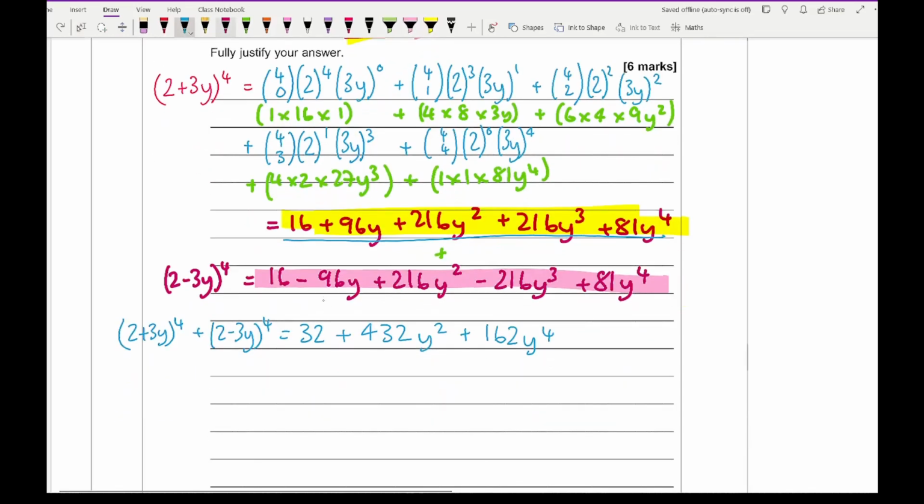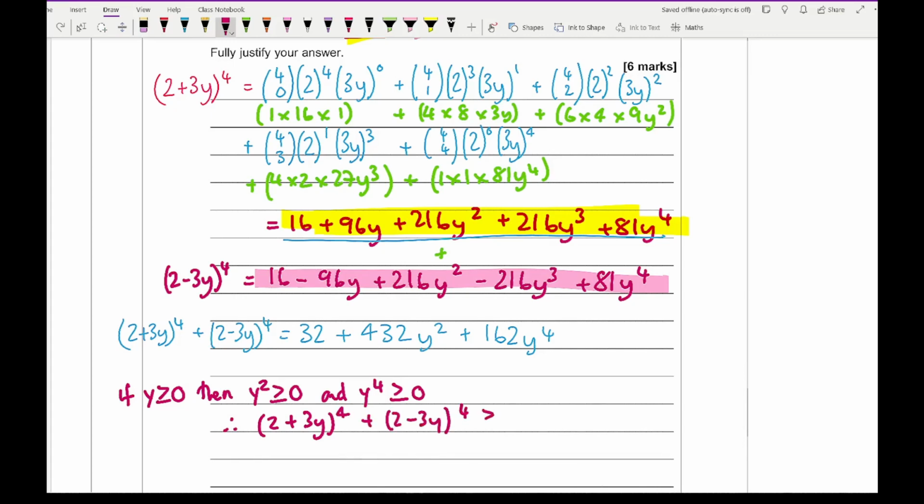Now, from this, because we're using real values of y, if y is greater or equal to 0, then y squared is going to be greater or equal to 0, and y to the power of 4 is going to be greater or equal to 0. So therefore, 2 plus 3y to the power of 4 plus 2 minus 3y to the power of 4 is going to be greater than or equal to 32 for all values of y.